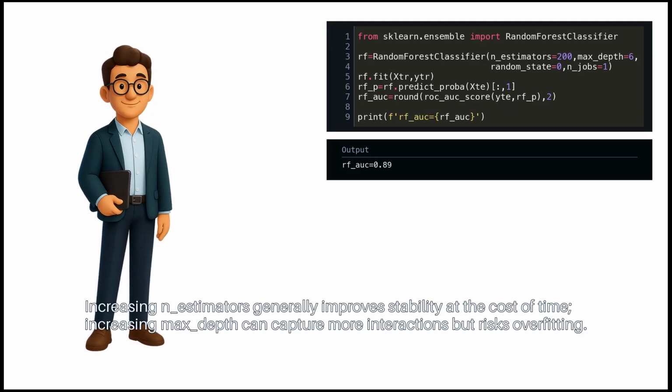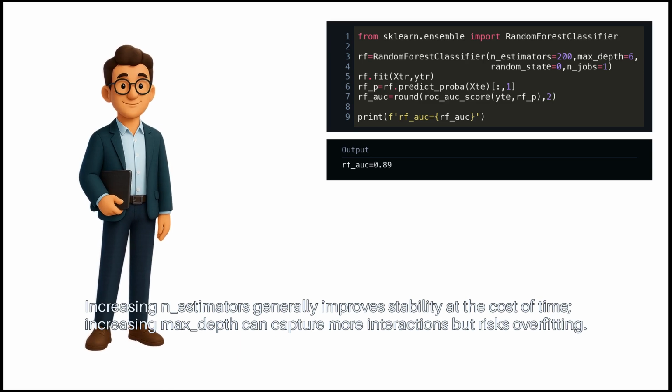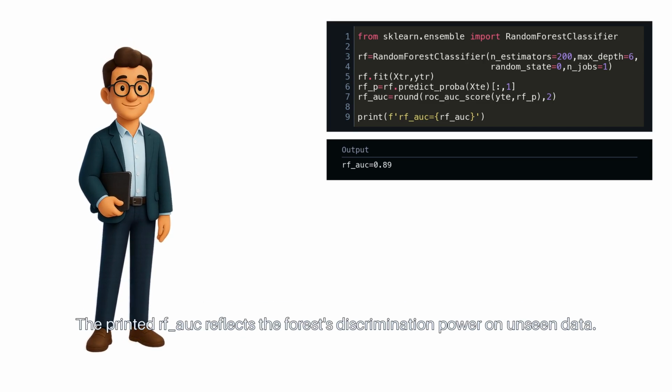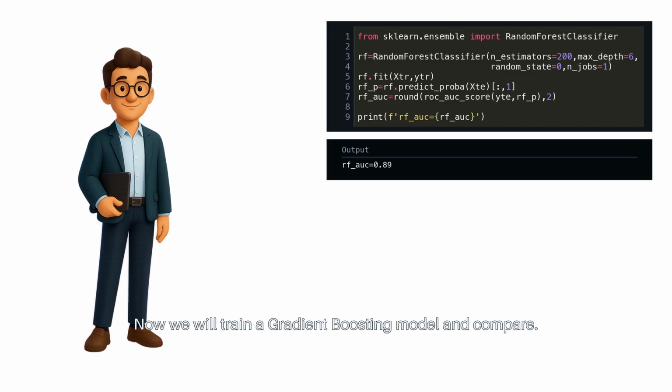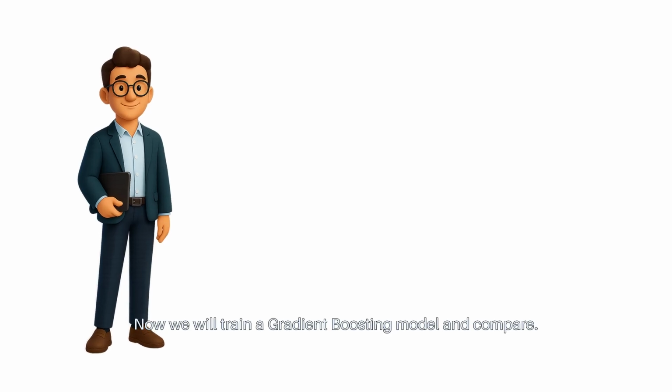of threshold. Increasing n_estimators generally improves stability at the cost of time. Increasing max_depth can capture more interactions, but risks overfitting. The printed RF AUC reflects the forest's discrimination power on unseen data. Now we will train a gradient boosting model and compare.